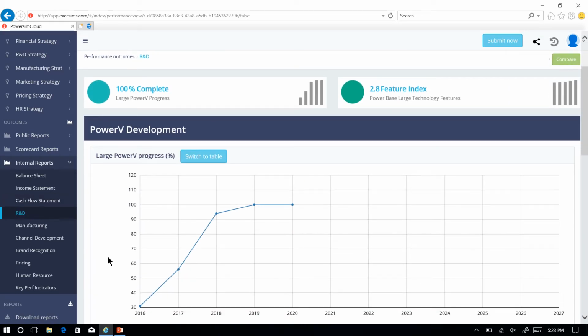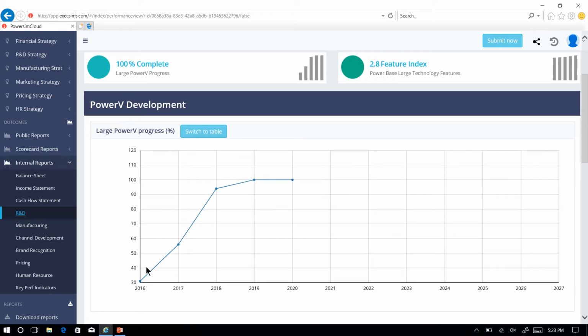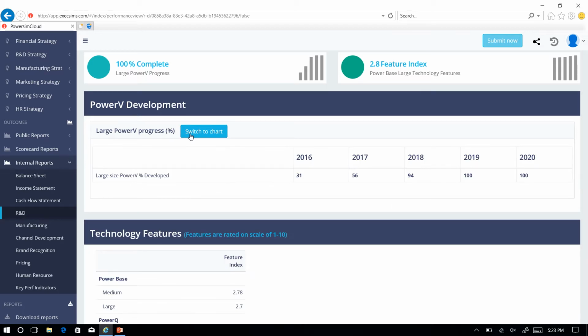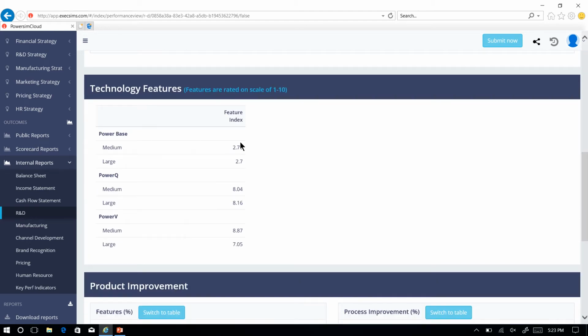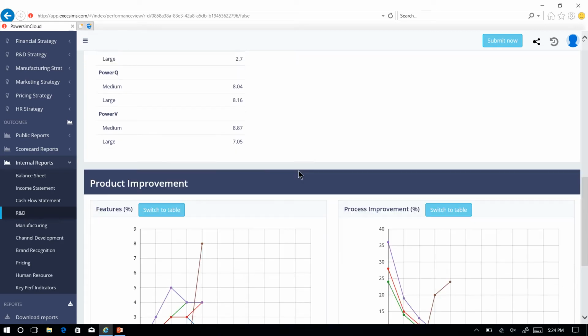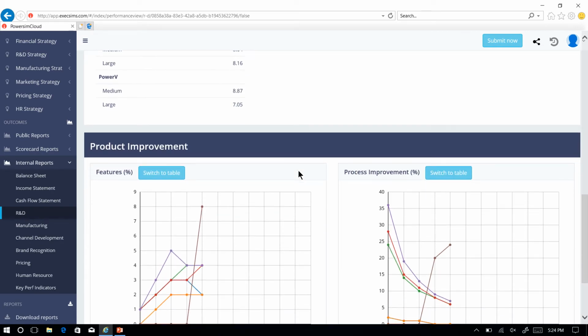So first we have a graph for the Power V development for the large size. And here you can see how the progress has changed over the years. And we can switch and look at this table as well instead of the chart. And then here it shows the feature index that we also saw under the public reports, but this is for this specific team, so it is also just a little bit different. The one we saw before was averaged.